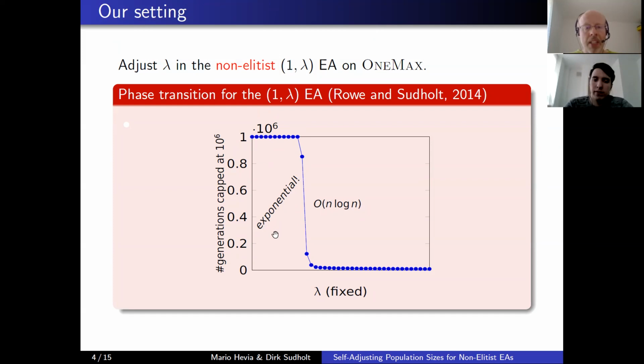And the reason for that is close to the optimum, most mutations will actually take us away from the optimum. And if we have few offspring, then there's a good chance that all of the offspring will be worse than their parent, and then we're moving backwards. And so the question is whether we can self-adjust lambda to find good parameters to be able to optimize OneMax efficiently.